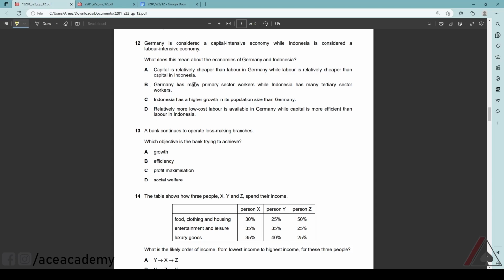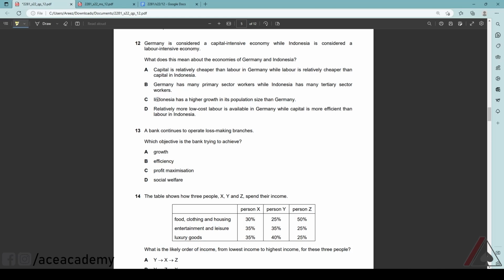B is that Germany has many primary sector workers, while Indonesia has many tertiary sector workers. If there are more primary sector workers, an economy is more likely to be labor intensive because primary sector workers rely on being very hands-on in the agricultural world, in the fields, in the farms, etc. Therefore B just does not actually make sense.